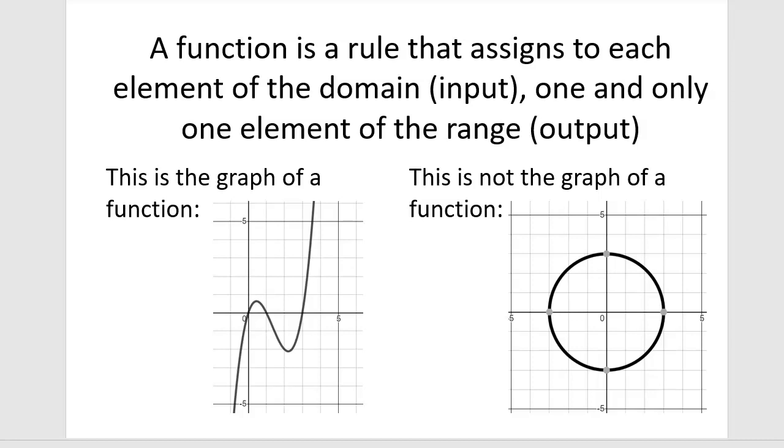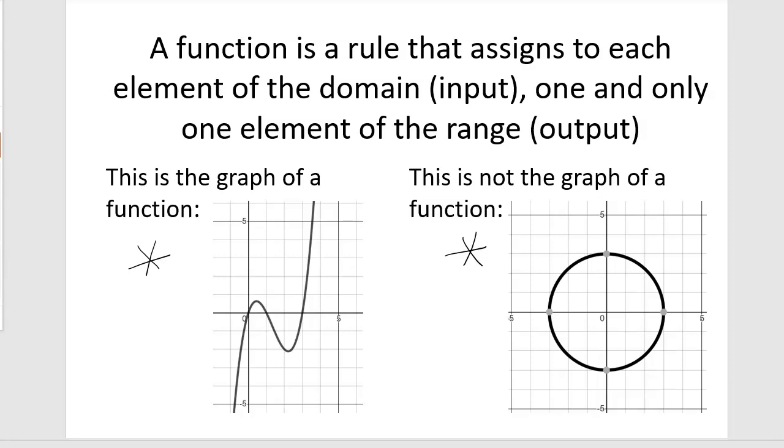We want to be able to identify whether or not something is a function just by looking at it at this point. We'll get into other things as we progress. But for right now, this graph on the left is a function, and this graph on the right is not a function. And what you want to focus in on is thinking about the vertical line test.